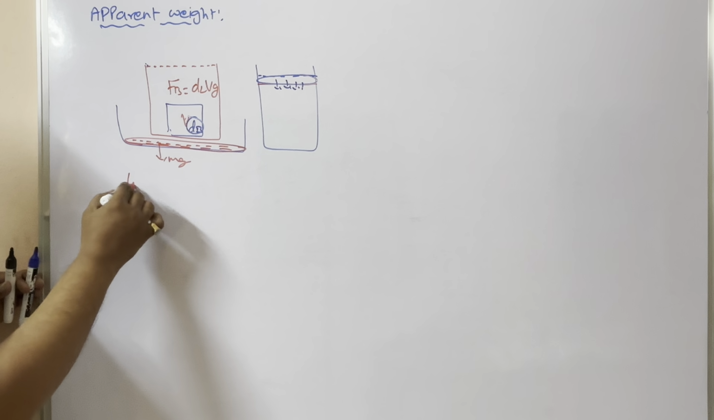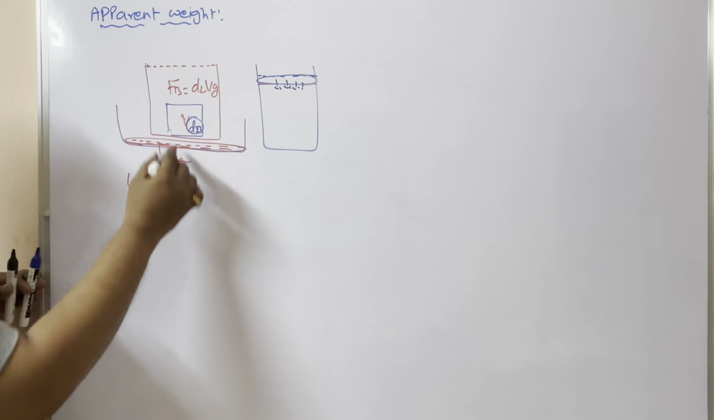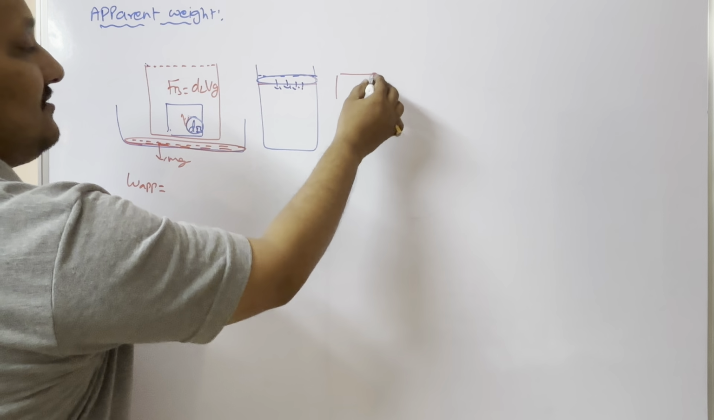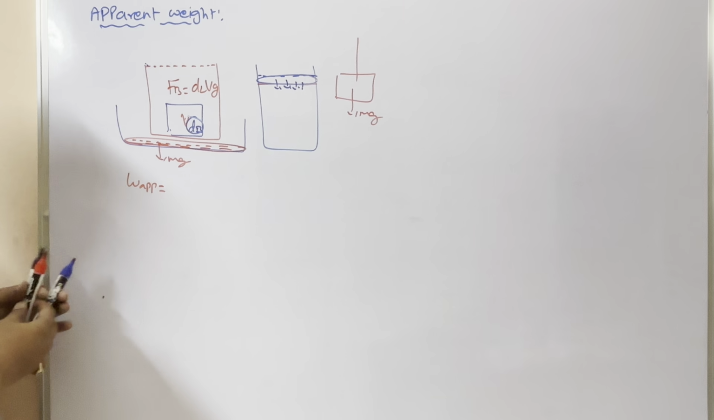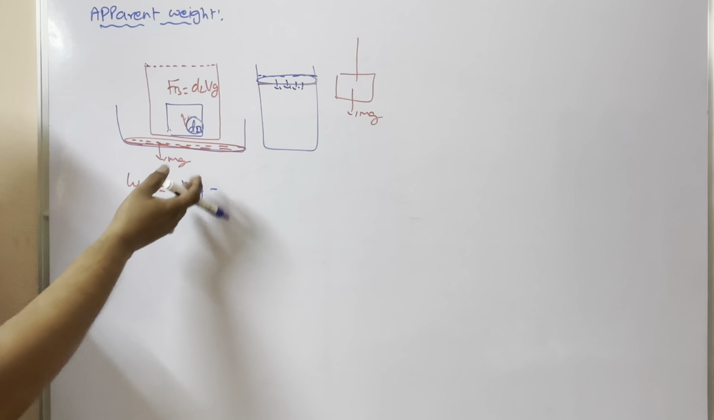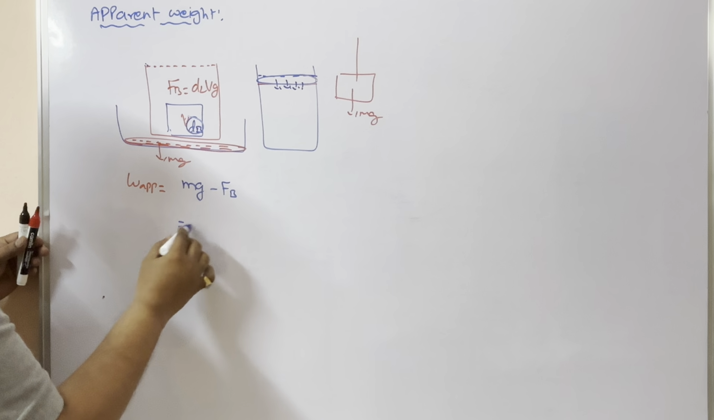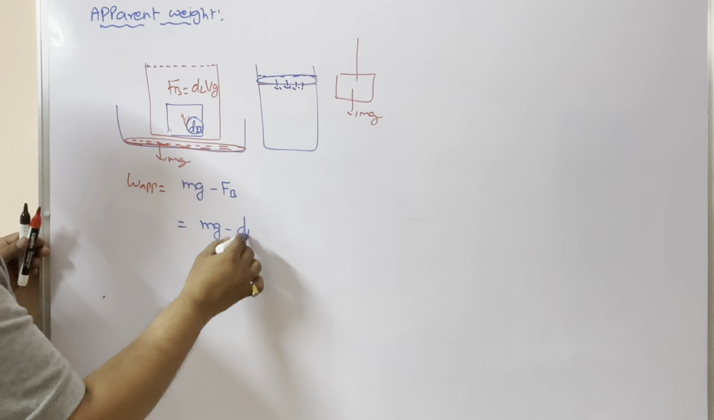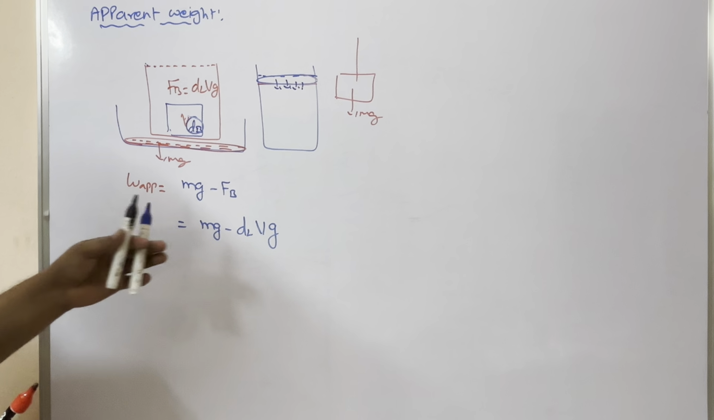So what is the apparent weight formula? Normal weight of the object in air, whenever it is going to be in air, what will be the weight? We will say mg, minus, so loss of weight, that is only equal to buoyancy force. What is the buoyancy force equation? mg minus dl Vg. So dl is density of the liquid.